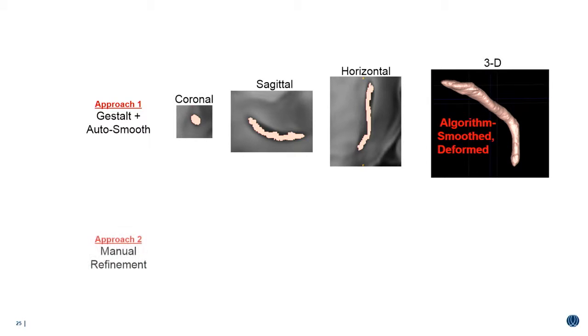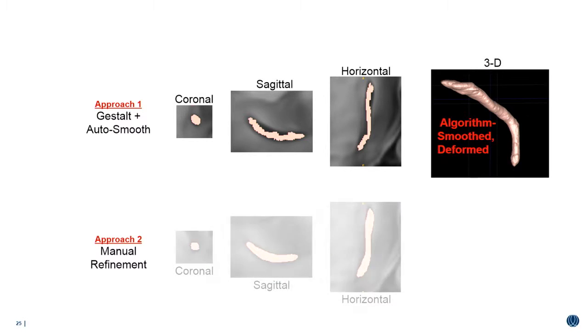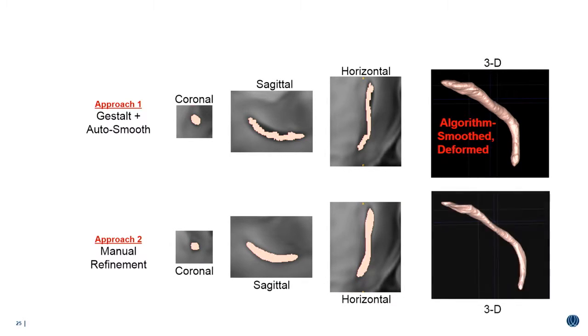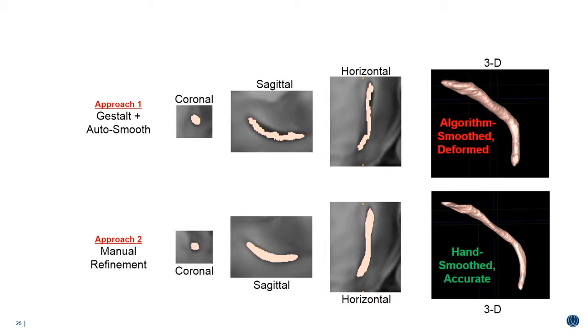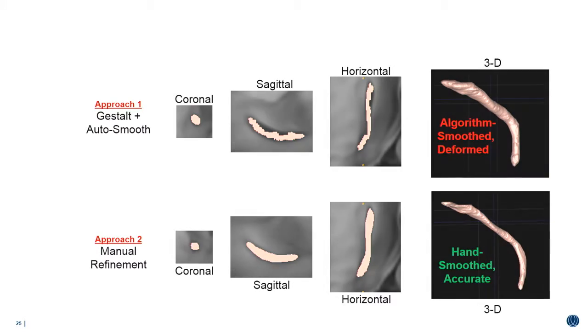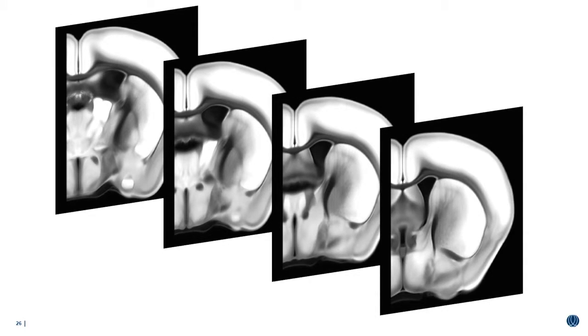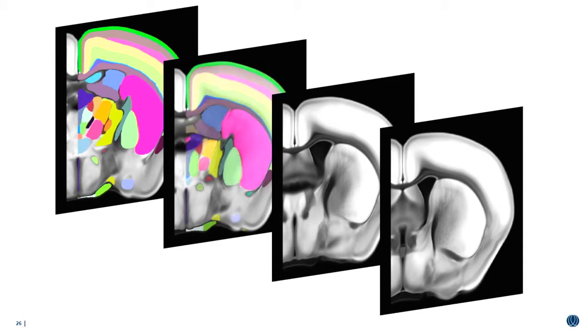The second approach, which we're employing, is manual refinement throughout the process. You can see coronal, sagittal, and horizontal views, and the resulting three-dimensional shape is lean, smooth, and highly accurate. Another question would be, okay, that's great, now how do we proceed with atlasing? The first approach, again a more traditional way of doing things, is to draw plates one at a time. This is what that would look like.